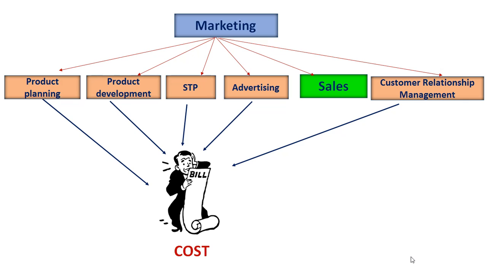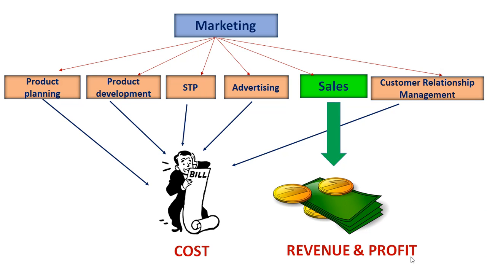And where will the company get money to spend this amount? From sales. The organization can generate revenue and profit, which can cover all these costs and generate profit for the organization. So now I think the difference between marketing and sales has been cleared. Sales is the end and most important part of marketing, which generates revenue and profit.